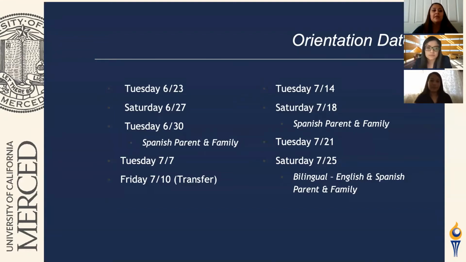And lastly, the rest of the orientations happening on June 30th, June 27th, July 7th, July 14th, and July 24th are the orientations where presentations for both students and parents and guests will be in English. Next slide, please.